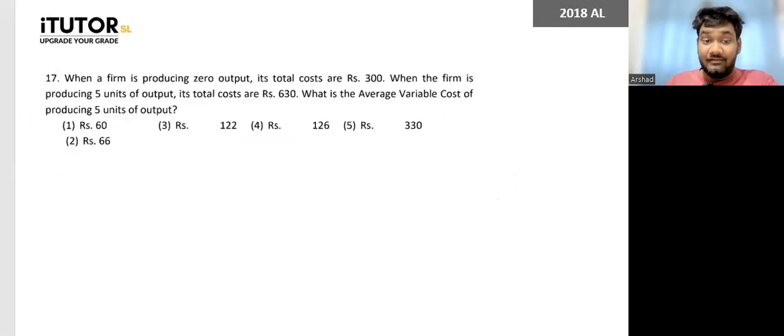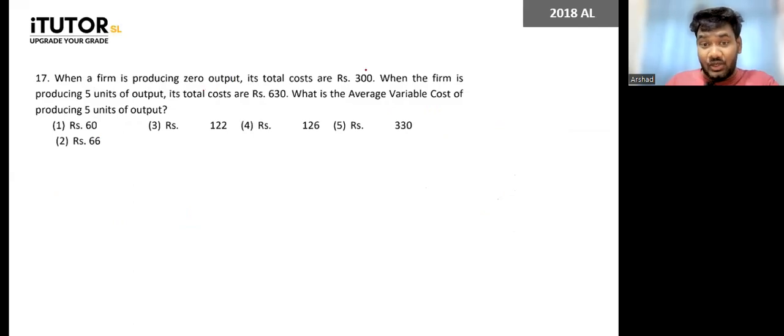When a firm is producing 0 output, total cost is 300. What's the first thing that you should say? When they are producing 0 output, total cost is 300 means what is this 300? That has to come to your mind. Forget about reading anything else. That means this is your total fixed cost.